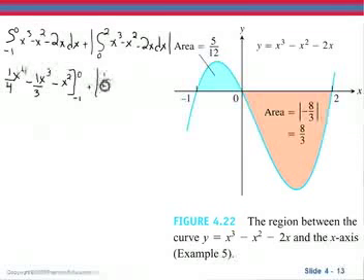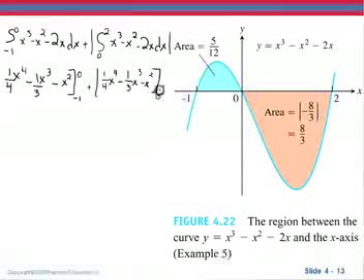Okay, then we're going to do exactly the same: 1/4 x to the 4th minus 1/3 x to the 3rd minus x squared. And we're going to go between 0 and 2, and we're going to look at the absolute value of that one. Okay, here we're going to plug in 0 first.